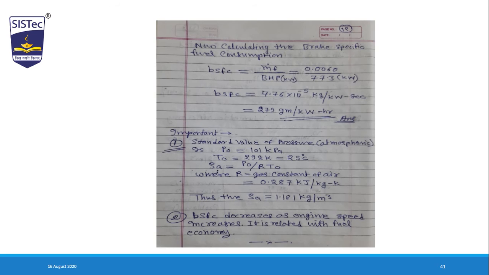So these are all the answers of the related problem, but two things are very important. First of all, what is the standard value of variable parameters? In an IC engine, there are three important variable parameters. One is the atmospheric pressure, second is the environmental air temperature, and third is the engine water temperature. So while calculating all engine performance parameters, we should take all standard values.